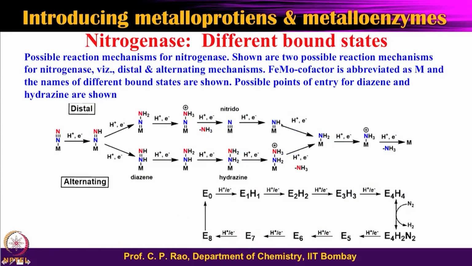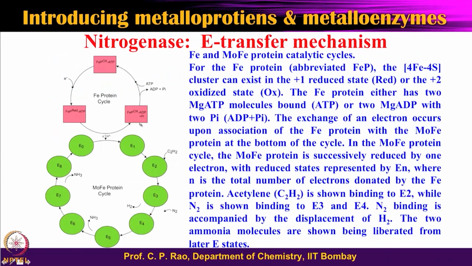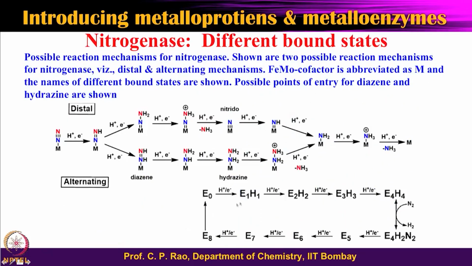So, when the nitrogen binds, there are 2 possible species, one is through the nitrido species or hydrazine. So, the same thing is shown over here. These are referred in the previous case as E1 state, E2 state, E3 state, etc. The same thing is shown here, E1, E2, E3. By the time N2H2 will go away. So, E4, E5, E6, E7, E8, etc. So, going back and forth, these are the kinds of cycle that we have.